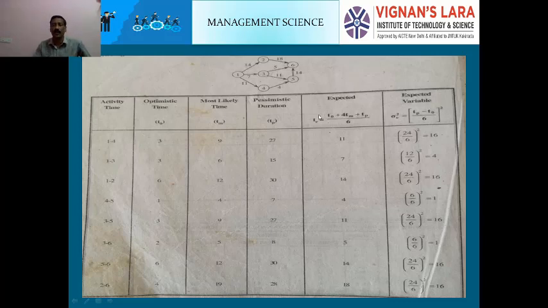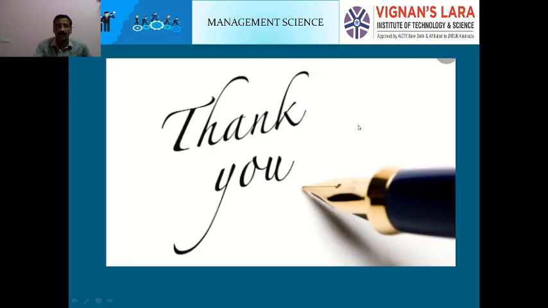Most important, this formula. Next, expected time variance. The symbol is sigma square. The formula is TP minus TO, divided by 6, whole square. Here, TP 27 minus TO 3, divided by 6. 24 divided by 6, whole square, is 16. Like that, all are calculated. Both are very important for execution of the project probabilities. Thank you.